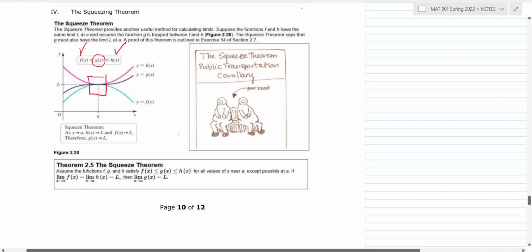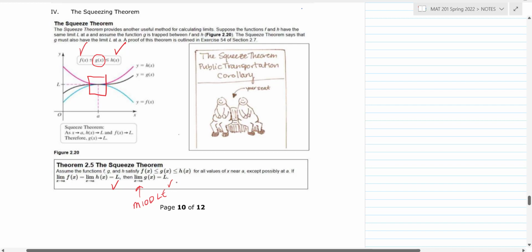So reading the squeezing theorem, it says, assume the functions f, g, and h satisfy the inequality f of x is less than or equal to g of x is less than or equal to h of x for all values x near a except possibly at a. Then the theorem says if the limit of f of x as x approaches a is equal to the limit of h of x as x approaches a, if they're both equal to L, then we conclude that the function that's squeezed or sandwiched in the middle must have the same value. So notice that they're both equal to L.